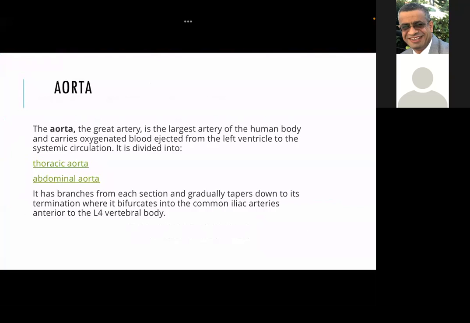Starting with the aorta, the great artery, is the largest artery of the human body and carries oxygenated blood ejected from the left ventricle to the systemic circulation. It is divided into the thoracic aorta and abdominal aorta. It has branches from each section and gradually tapers down to its termination, where it bifurcates into the common iliac arteries anterior to the L4 vertebral body.